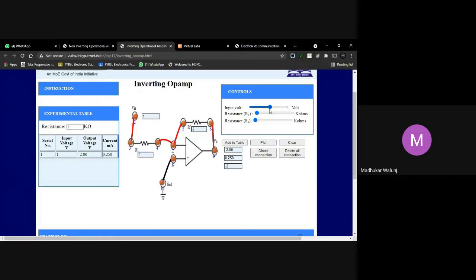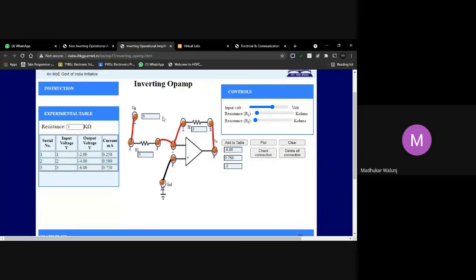If we increase the input voltage to 2, what will happen if we add to table? The input 2 becomes a 4 volt output. So this is an inverting amplifier with the gain of 2. If I put the value of 3, it becomes 6.